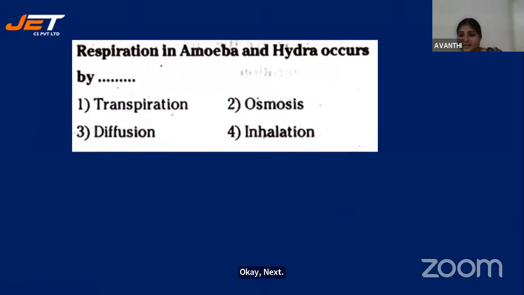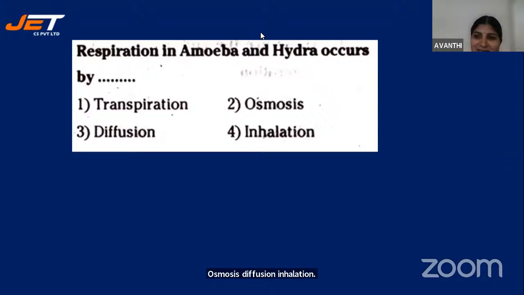Next, respiration in amoeba and hydra occurs through transpiration, osmosis, diffusion, or inhalation. Transpiration, not at all, that is a plant process. Osmosis, diffusion, inhalation. Inhalation you can also go for odd one out. Only two are left, osmosis and diffusion. So what's the answer?